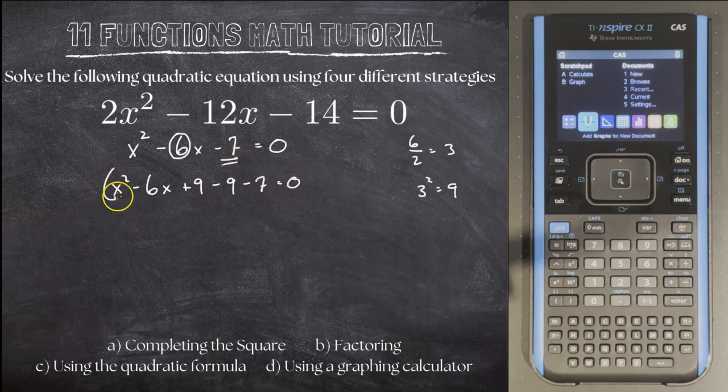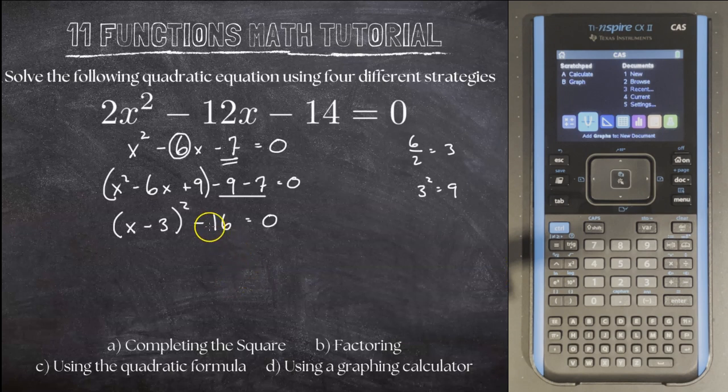Now look at this trinomial right here. That is a perfect square. Or put another way, what number multiplied by itself gives you positive 9 and added to itself gives you negative 6? And that number is negative 3. So this simplifies to (x minus 3) squared. And then this simplifies to negative 16. So that's how you would complete the square.